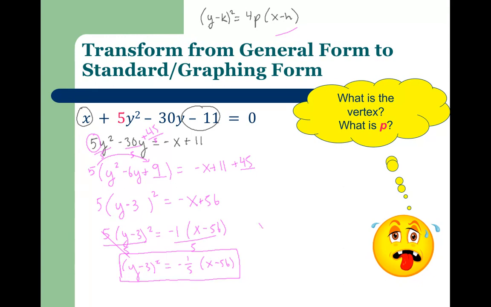So from this, I could then tell that my vertex is going to be 56, 3. I can tell that this is going to open to the left. This is negative, so I would say negative 4p equals negative 1/5. So you would have p, that distance, is actually going to be 1/20. It's going to be really narrow. So we want this in graphing form or standard form from general form.